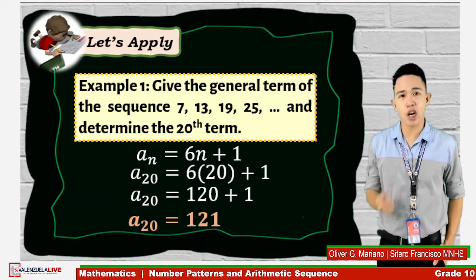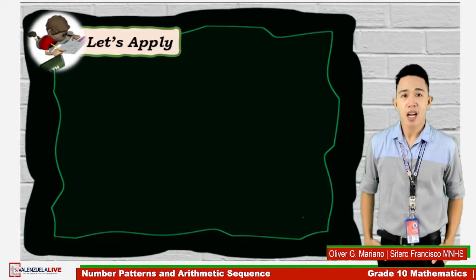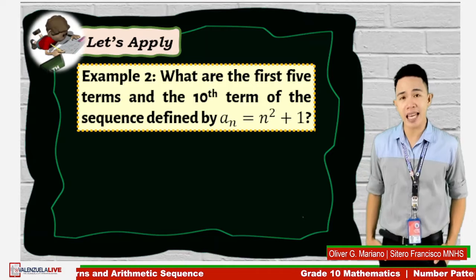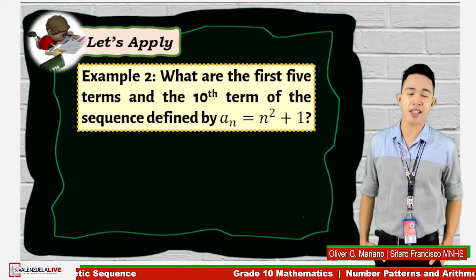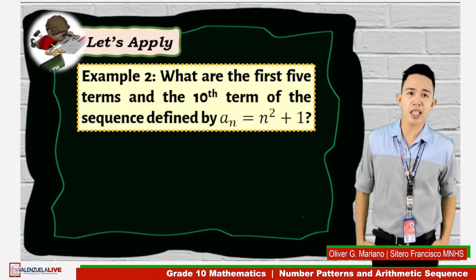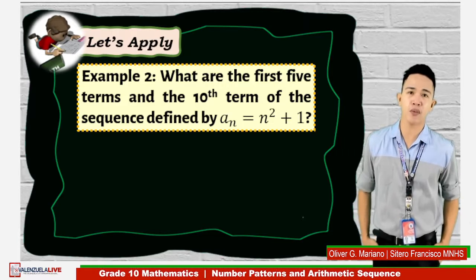Awesome. Let's now move to our next example. What are the first 5 terms and the 10th term of the sequence defined by a sub n is equal to n squared plus 1? To find the indicated term, we simply substitute the corresponding value for n.